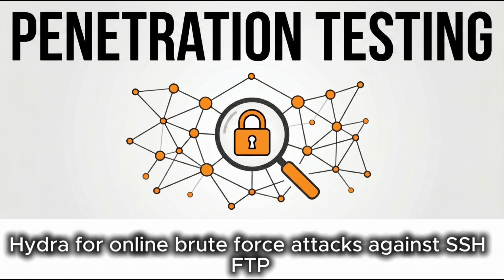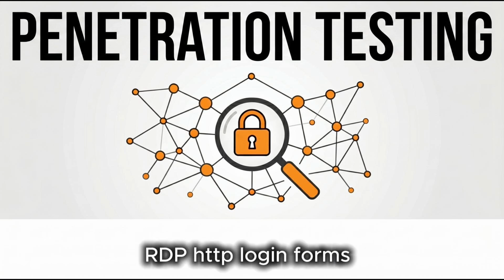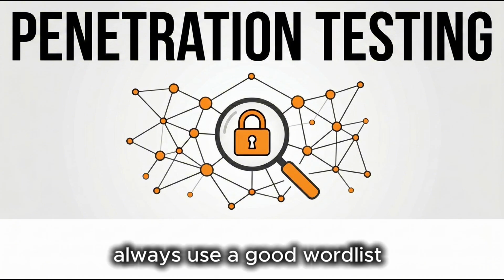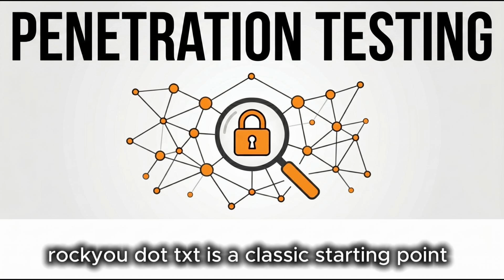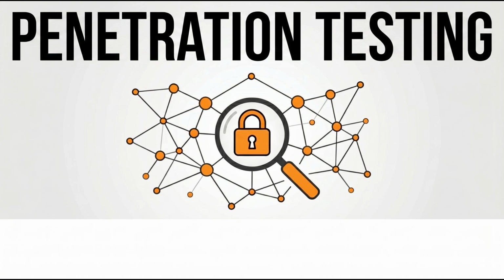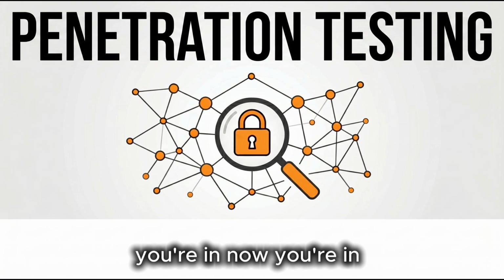Password attacks: Hydra for online brute force attacks against SSH, FTP, RDP, and HTTP login forms. Hashcat or John the Ripper for offline hash cracking. Always use a good word list. rockyou.txt is a classic starting point, but tools like CeWL let you generate custom word lists from the target's own website. You're in now. You're in.